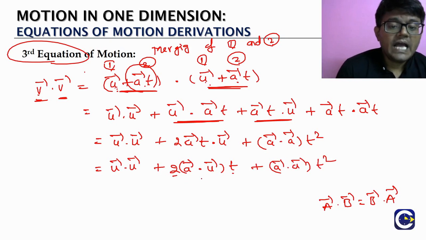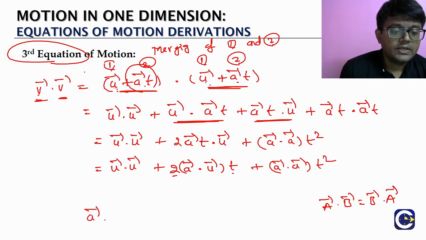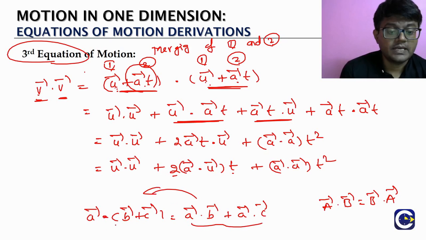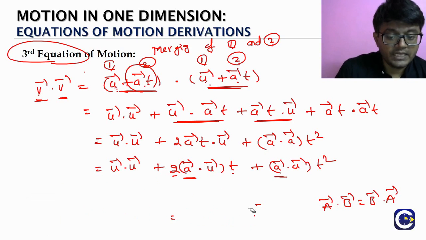Now we have a property of the dot product. For example, if you have a dot (b plus c), it can be written as what? By the distributive law, a dot b plus a dot c. In reverse, if you have a dot b plus a dot c, we can also write it as what? We can take out the a common and write it as a dot (b plus c). So here we see a dot is here, a dot is here. We can take it out. We are using the distributive law in the reverse manner. That's it.